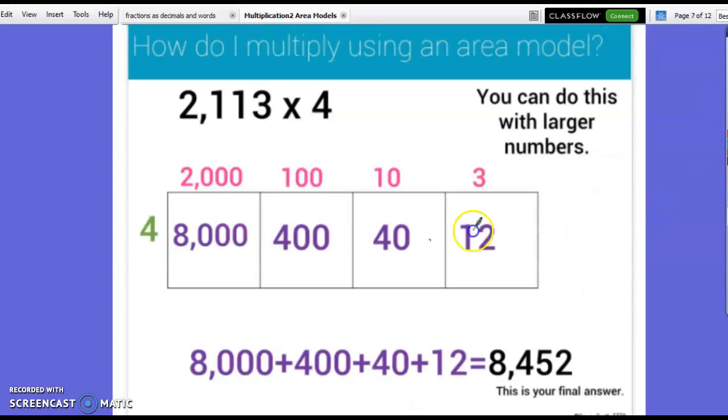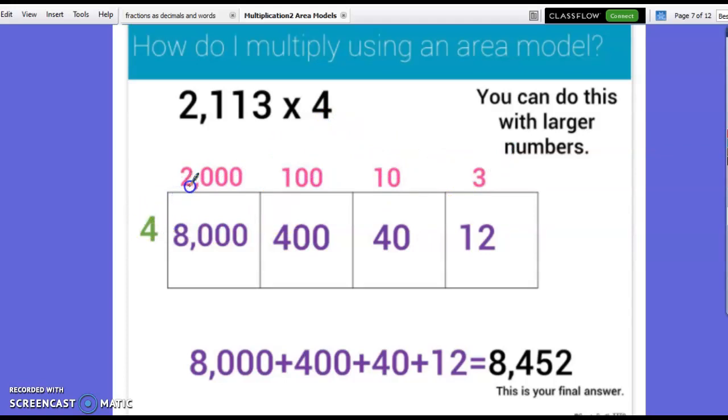Here's another example. So here's our larger number, 2,113 times 4. So then we're separating the value of each digit. So it would be 2,000, 100, and 13 is separated into one set of tens and 3 sets of ones. You're multiplying all of these values by 4.